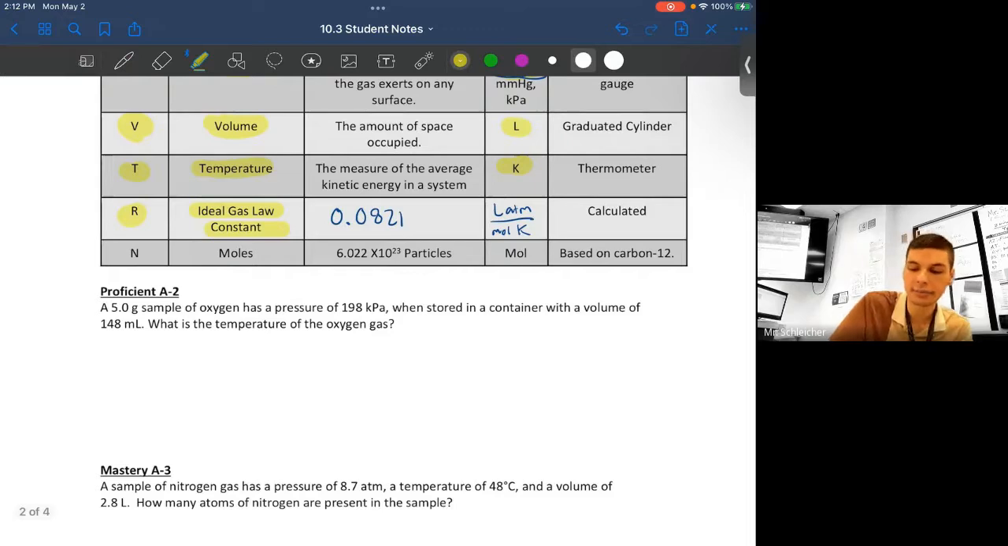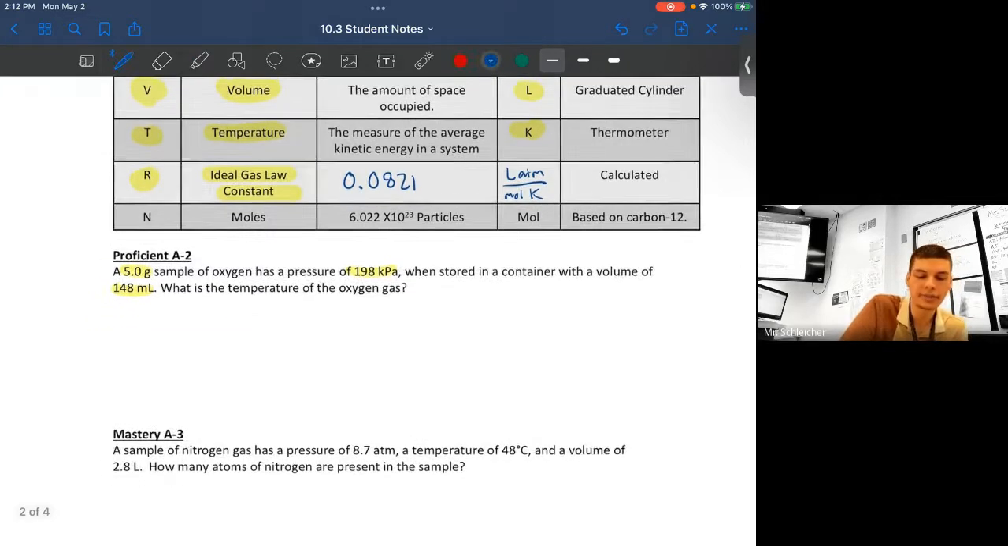Let's look at this example problem together and see how we solve this. As long as you know what units you're supposed to use and what the equation looks like, and you have some basic algebra skills, these should be pretty straightforward to solve. We are going to use this PV equals nRT equation. So let's go ahead and populate that with all of our variables.